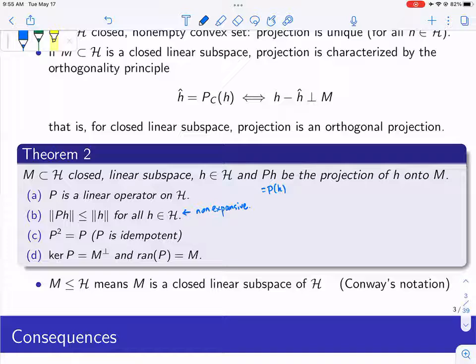So if I project twice, P squared is like P times P, so P squared H is basically PH. This is saying this has to be PH, because projecting twice doesn't change the object. And then the kernel of P is going to be M perp. The range of P is going to be M.